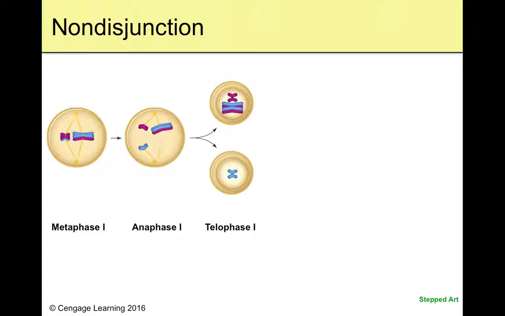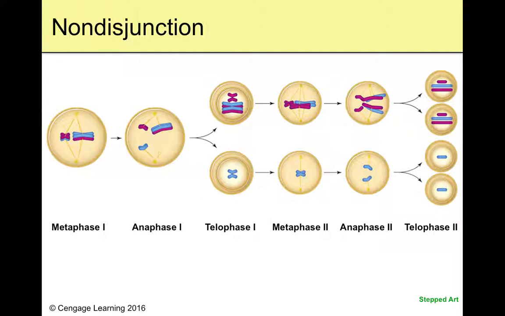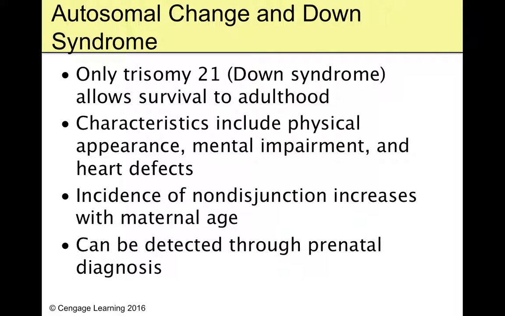So there's metaphase 1, anaphase, okay, yep, we got it. Our most common example of this in the United States by far is Down syndrome.